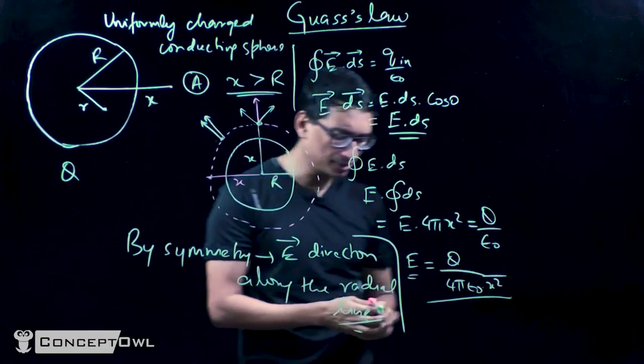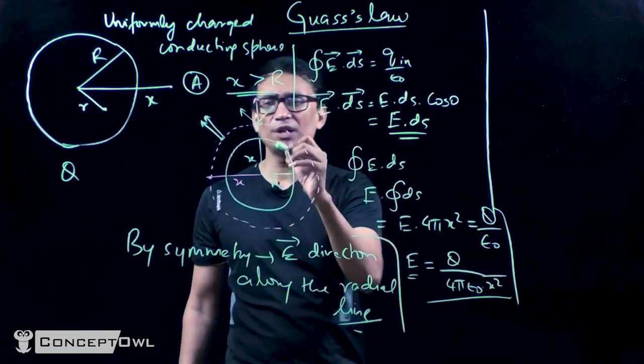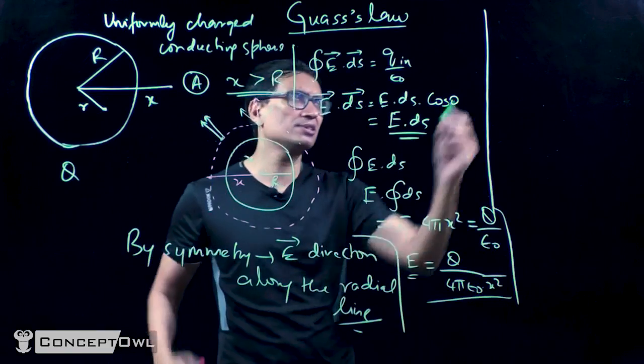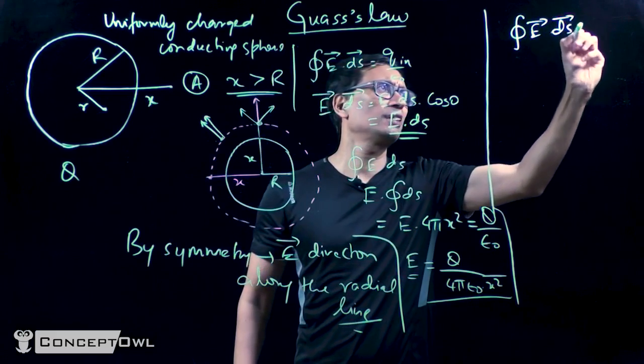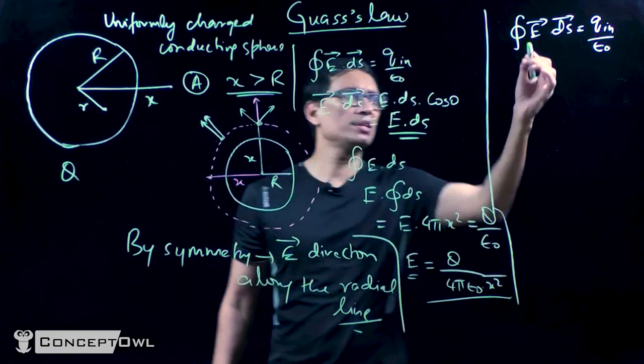Now let's take the second case, which will be easier. The second case is when we are looking at a point inside. Exact same logic, nothing changes, same symmetry. I'll say that integral E dot ds would be equal to q internal upon epsilon naught. Now what is E dot ds?